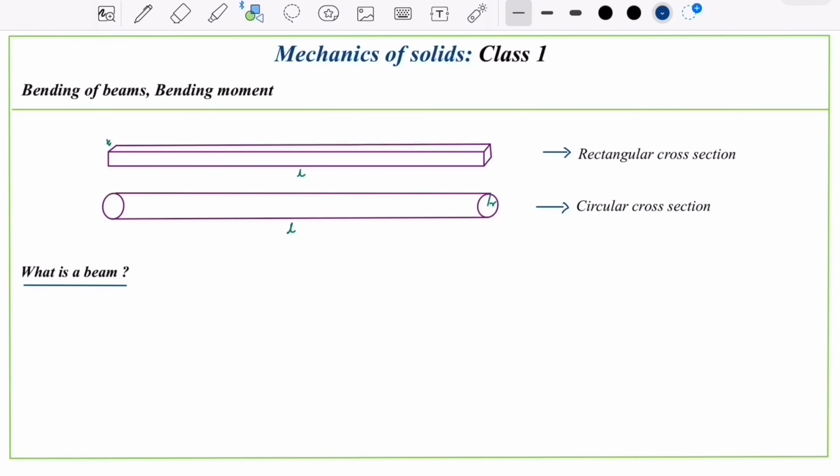Hello everyone, this is the first class on mechanics of solids. Here we will see the bending of beams and bending moment. So what is a beam?